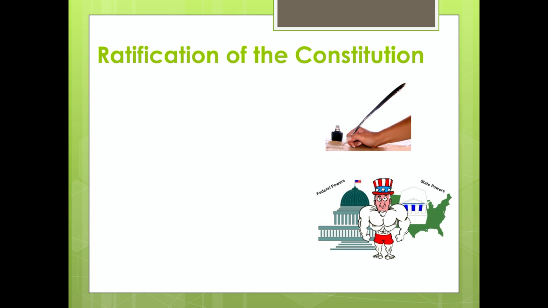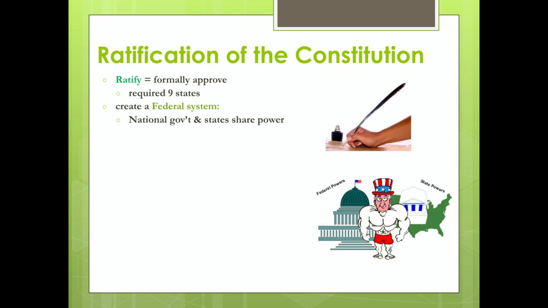So ratification of the Constitution. The word ratify means to formally approve. All they needed out of the 13 states were 9 to actually ratify the Constitution. They got those 9. The new Constitution would create what we call a federal system. You need to know what a federal system is. A federal system is where state government and federal government share power.